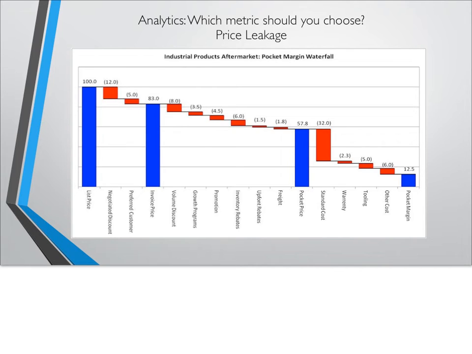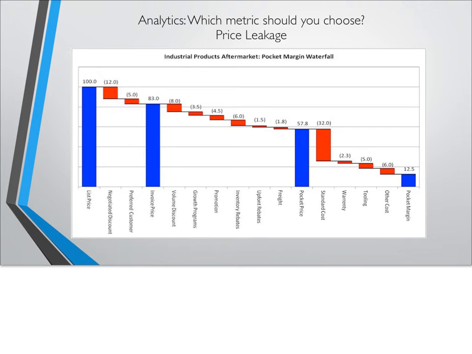Then, of course, you've got your standard costs, which is 32%, which is basically your cost of producing the goods or services, and your warranty and your tooling at 5%, and your other costs at 6%, and at the end of the day, your pocket margin for a product that you thought you'd be selling at an index of 100, that is its full price, you realize you're only getting 12.5% as a pocket margin.